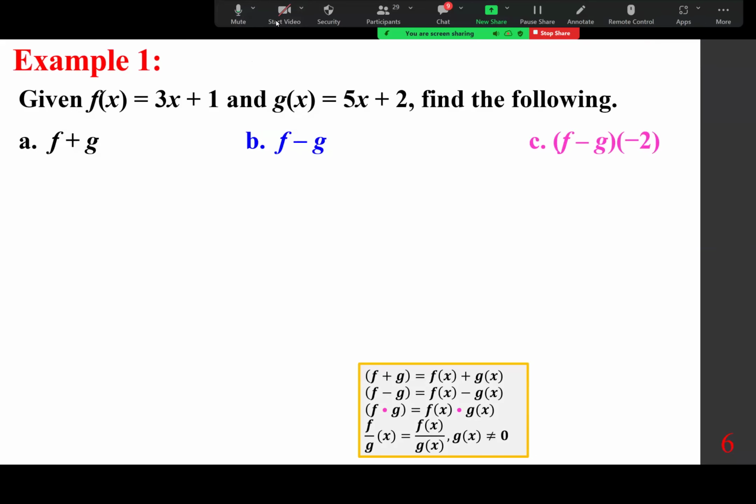Let's look at this example. f of x is 3x plus 1, g of x is 5x plus 2. We want to find f plus g. Simply put, add them up. Just by definition, add them up. 3x and 5x, 8x, 1 and 2, 3, and we're done.